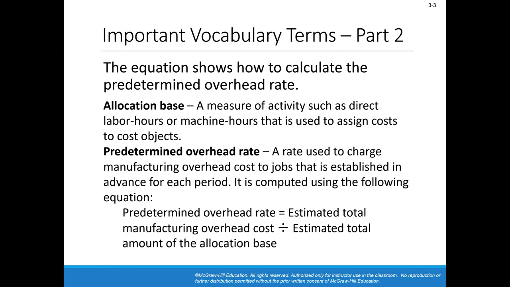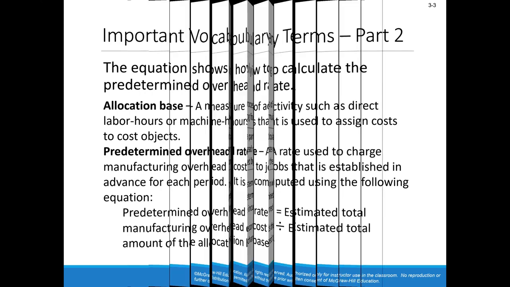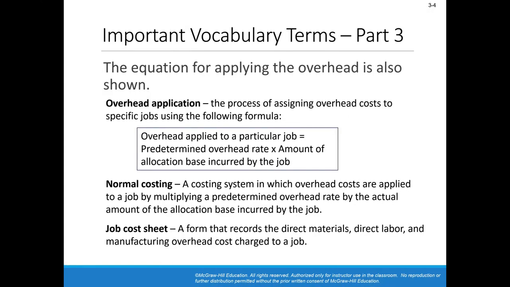So remember, it's an estimate that's figured out before the period, and you're using that rate through the period. And then in the end, you're going to be comparing what your actual was to what you estimated. We walked through all that process last week, and sometimes it doesn't work out perfectly. It probably never will. Sometimes it's over or under applied. So we're going to look at that again this week.